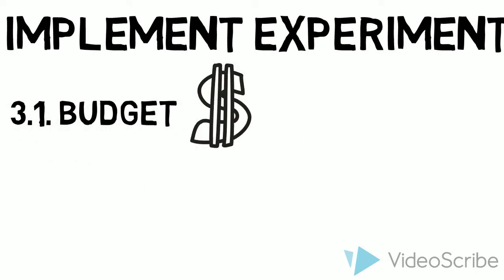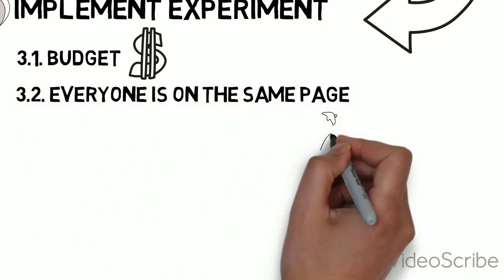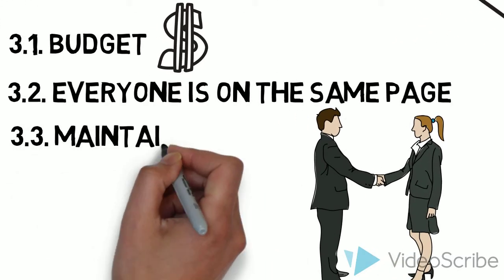Now it's time to implement the research. Ensure that you don't go over the allocated funds appropriated for the research. Make sure that everyone conducting the research is on the same page and maintains records of your findings. This will be the best way to help you analyze the data later.